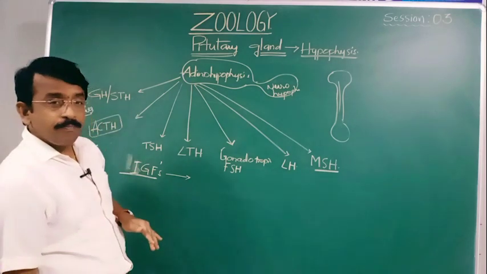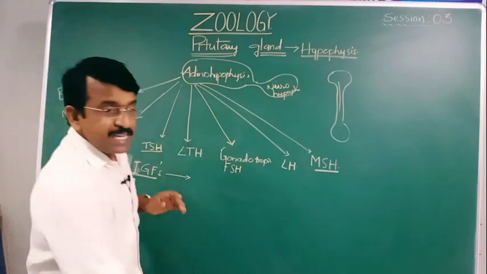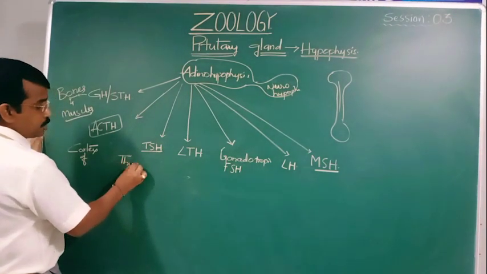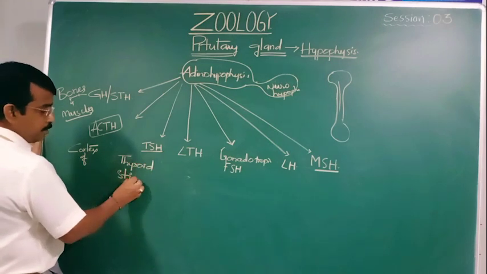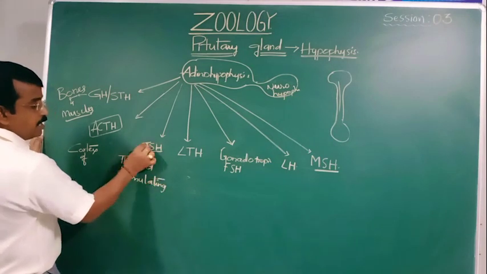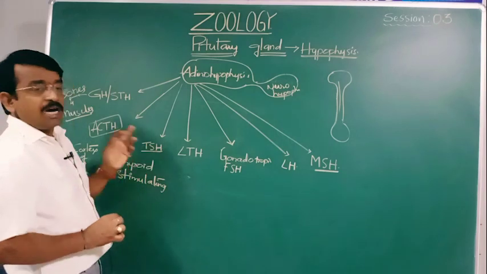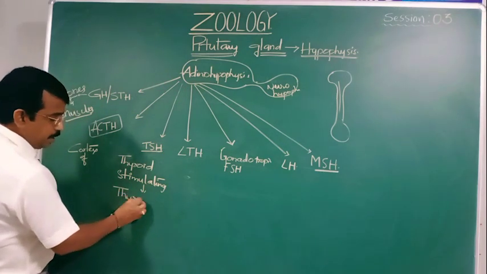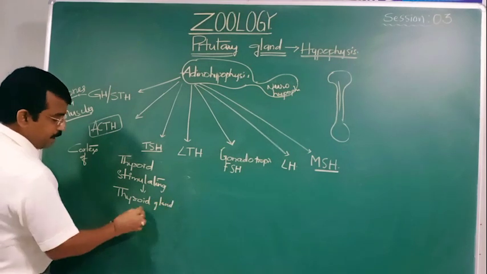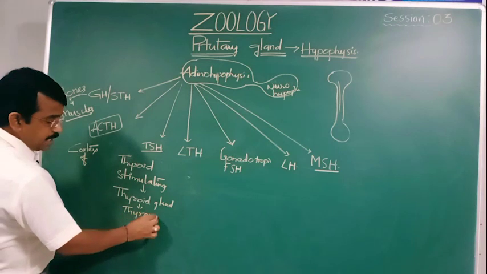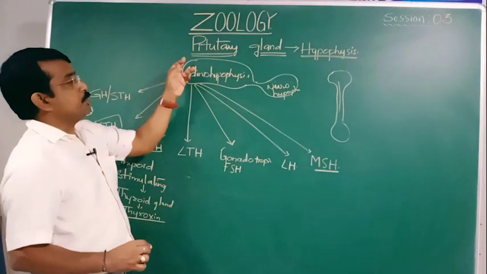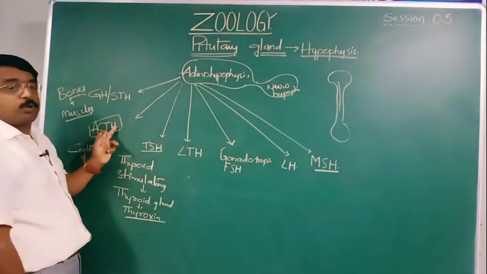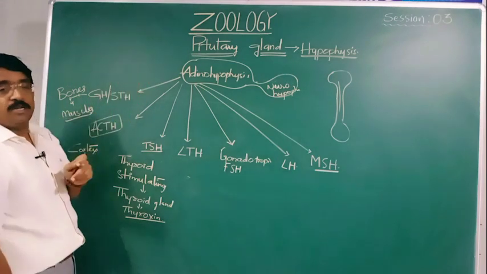Next, thyroid stimulating hormone. TSH stands for thyroid stimulating hormone. This is a proteinoid hormone of the adenohypophysis. It stimulates the thyroid gland to secrete its thyroxine. Again, the same function, that the pituitary is influencing the other gland to secrete its hormones. Here ACTH, adrenocorticotropic hormone, influences the cortex of the adrenal gland.